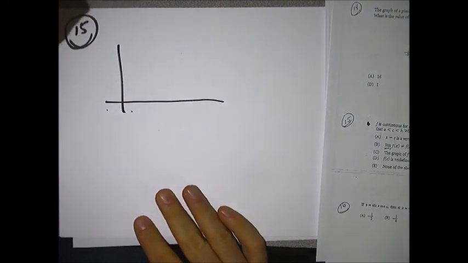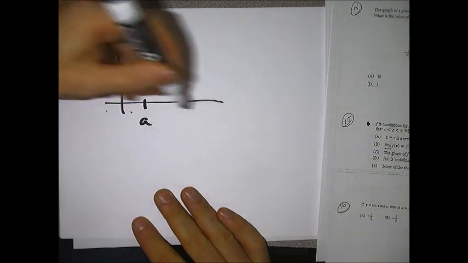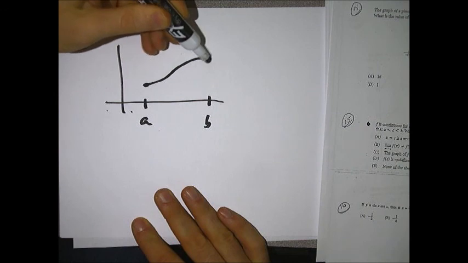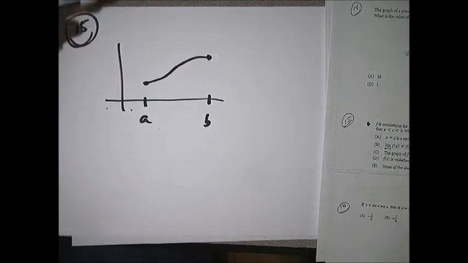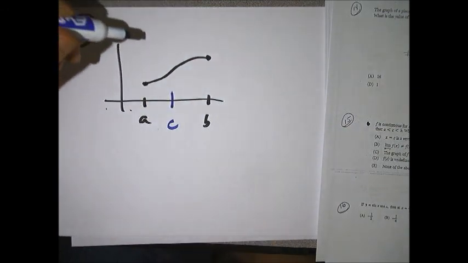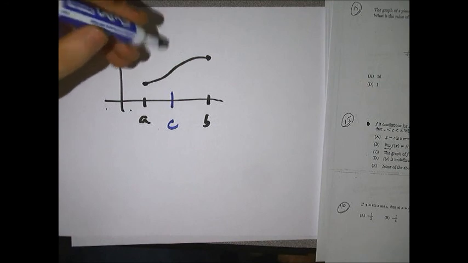Okay, 15. It says f is continuous from a to b, but not differentiable for some c that is between a and b. So if you make a quick sketch of what this just said, it says some function f is continuous from a to b. So here's a, here's b. There is something that's continuous from a to b. And then it says there's a c somewhere in between these such that c is not differentiable in between these two.